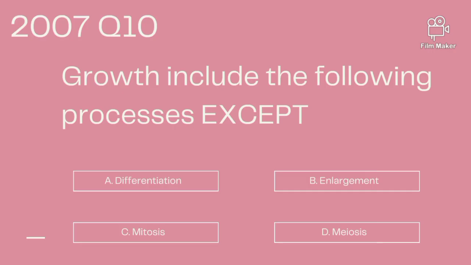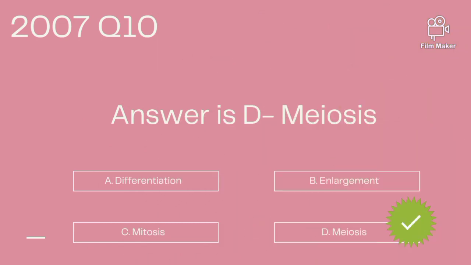Question 10 from 2001. Growth includes the following processes except A. Differentiation, B. Enlargement, C. Mitosis, D. Meiosis. Pick your answer. The correct option is option D, meiosis. Meiosis is a cell division that produces gametes for the purpose of sexual reproduction. It is not a cell division that leads to growth. All other options, that is differentiation, enlargement, and mitosis, are processes leading to growth.